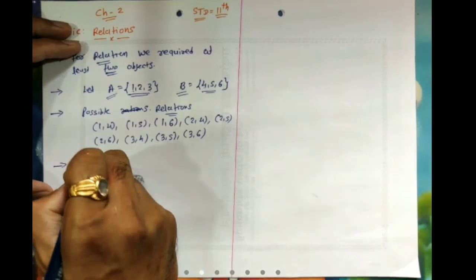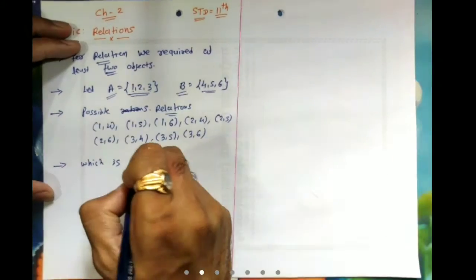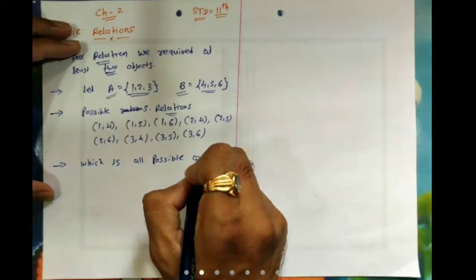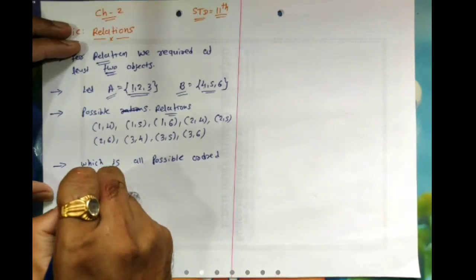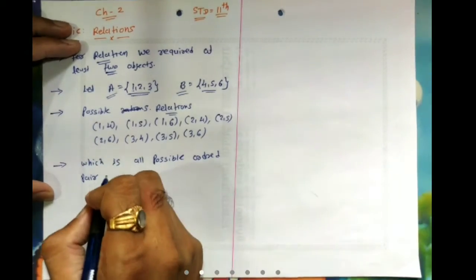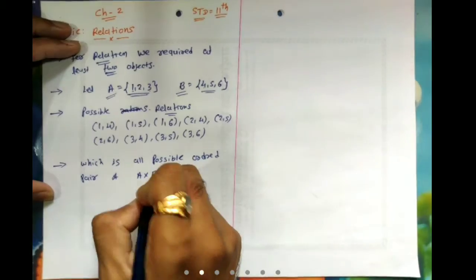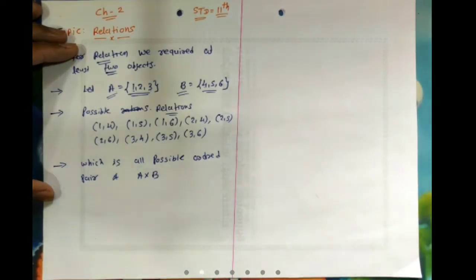So this is nothing but all possible ordered pairs of A cross B. If you want to define a relationship between set A and set B, then that relation is nothing but this set of all possible ordered pairs of A cross B. Done? So this is the relation.